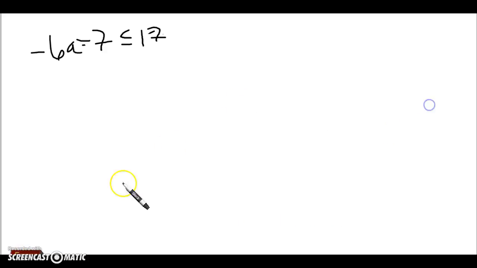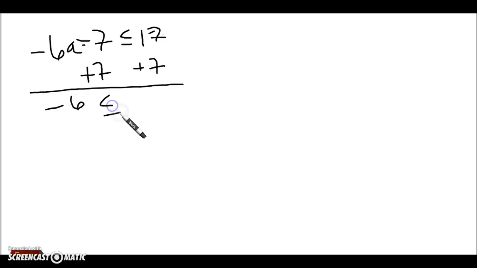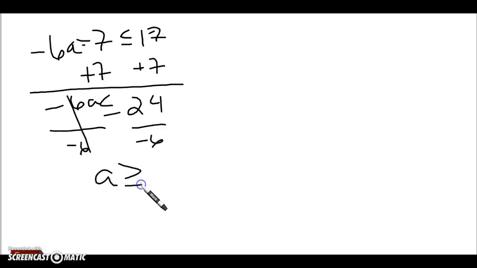Alright, so the first thing that I'm going to do is add 7 to both sides. And I get negative 6a is less than or equal to, what is this going to turn out to be? 24? Yep. Then I want to divide both sides by negative 6. Remember in the previous lesson we learned when we divide by a negative, my inequality flips. So I get a is greater than or equal to, is that a negative? No, it's not, so it's negative 4.